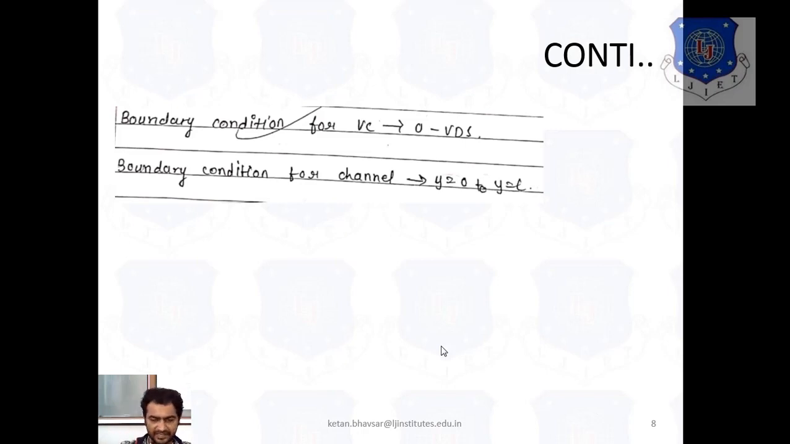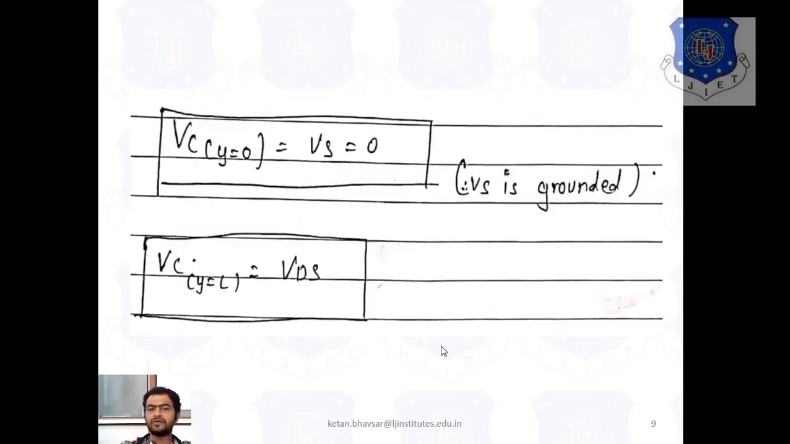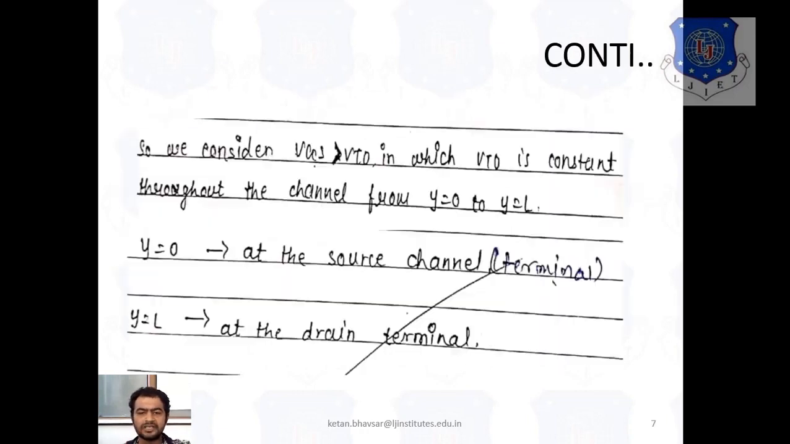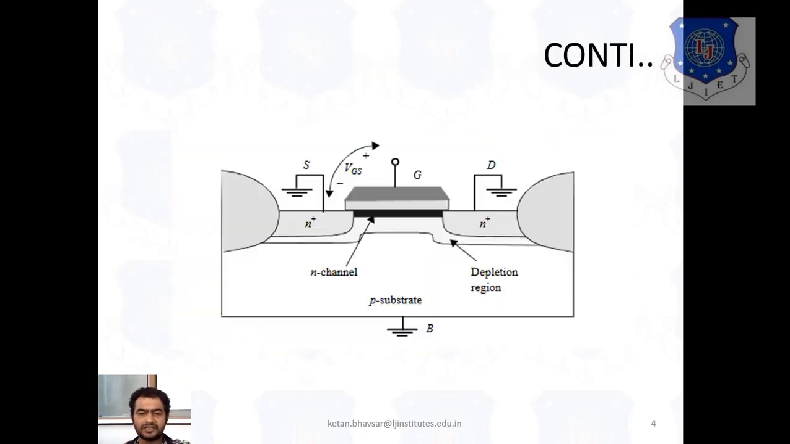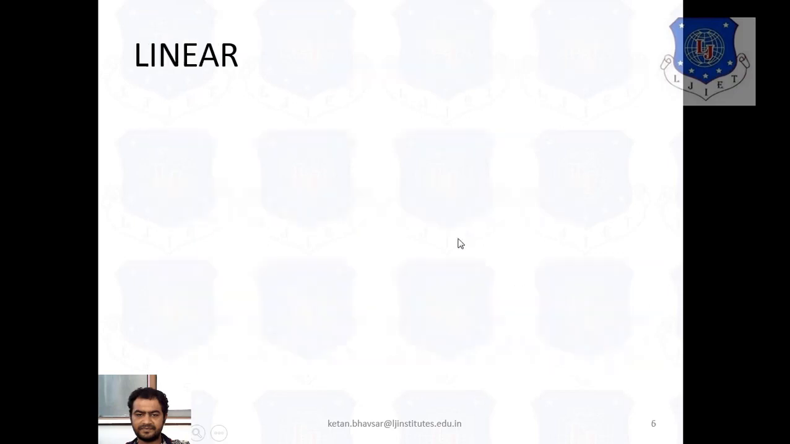We can easily see this with the diagram that we already saw in the first slide. Y is the length of the channel and Vc is the channel voltage. So Vc is equal to 0 at Y equal to 0, where VS is equal to 0. How can we prove this? As you can see at this terminal, at Y equal to 0, Vc is equal to 0 volt, and for Y equal to L, the channel voltage is equal to VDS.